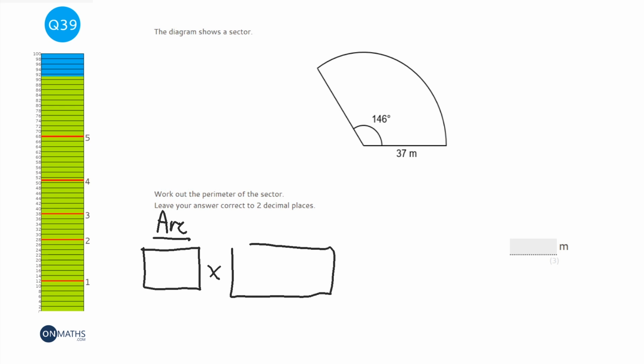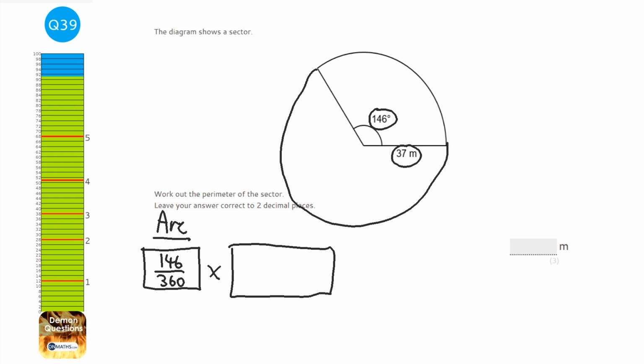So you want to work out what the fraction is of the circle and times it by the circumference of the circle. To work out the fraction of the circle we've got, well, we've got 146 degrees and there are 360 degrees in total in a circle. The formula for the circumference of the total circle is pi d, or 2 pi r. Here we've got a radius because it's halfway across the circle. If you imagine the whole circle looks something like that, then the 37 is the radius. So we need to first of all double the radius to get the diameter, and so we're going to do pi times 74, which is twice 37.